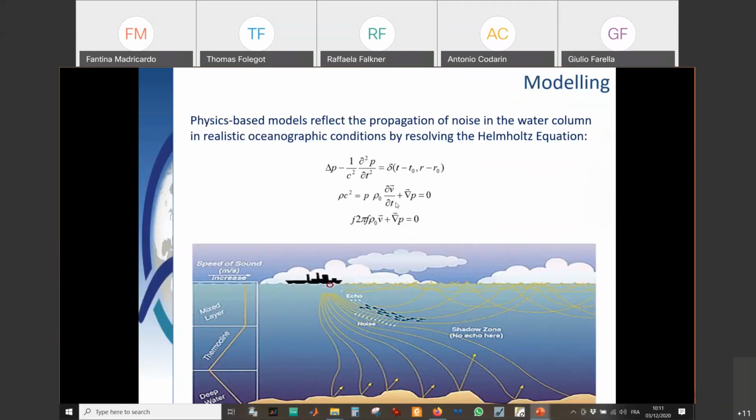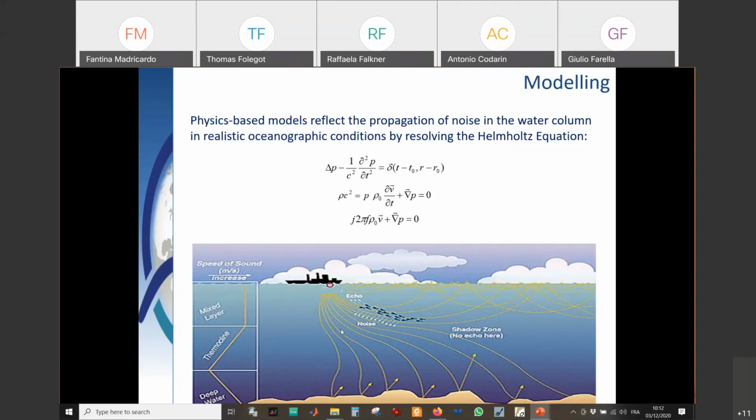Okay, so when we do modeling, actually what we do is solve an equation. I'm not going to go into detail on that equation. It's called the Helmholtz equation. And this is the description of the pressure field in the water. All right. And a modeling exercise is solving these equations for a given environment.